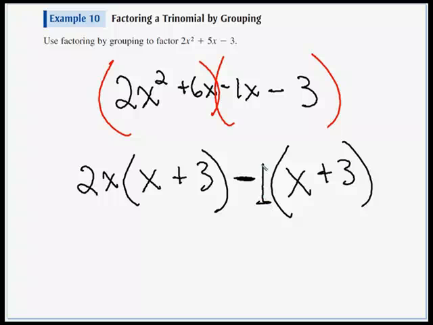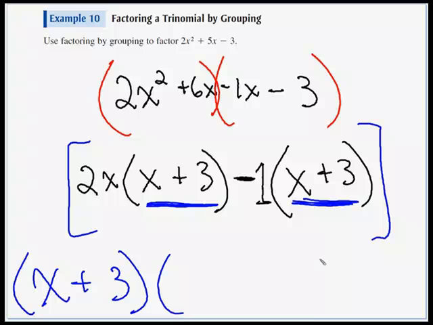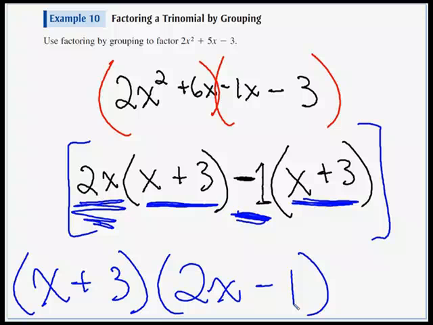And let's even say we pulled that one out there. Now we can sort of bracket that off in our heads. We have an x plus 3 and an x plus 3 term that comes out, x plus 3. What is left inside? We still have a 2x and a minus 1. 2x minus 1. So that's a little harder to see, and breaking that plus 6x or that plus 5x up into a plus 6x minus 1x.